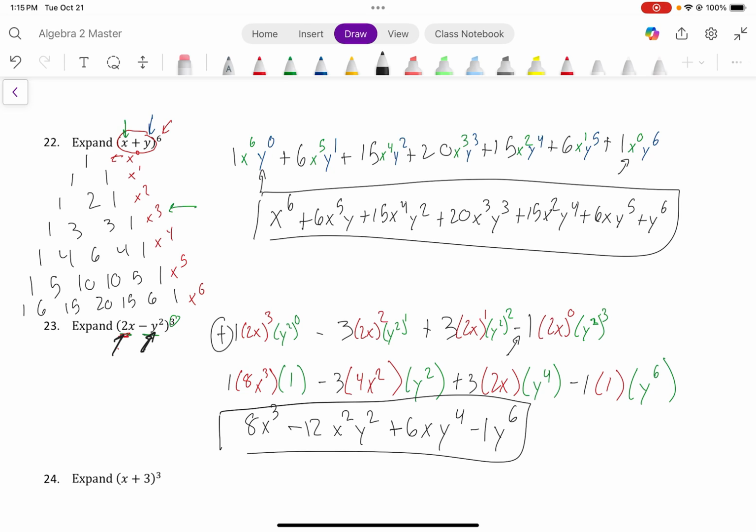These are the more annoying ones because you had a negative sign in there and you had an exponent inside the parentheses that then got raised to an exponent. Those are the only tripping points that there are going to be. Otherwise, you're basically just copying down what Pascal's triangle tells you to do.